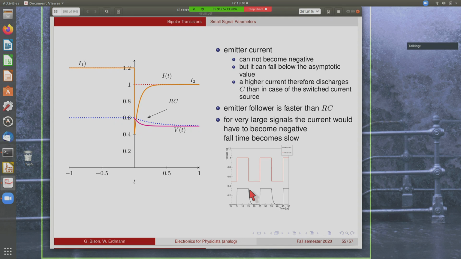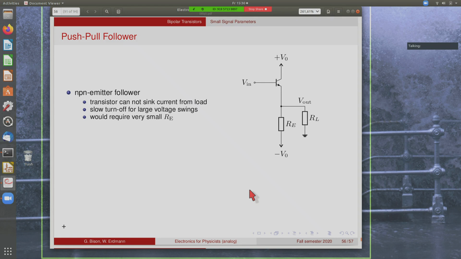Okay, so much for the emitter follower. I hope I convinced you that we can describe it by this small signal equivalent circuit, and that works for DC and for AC. Now let's look at a variation of this, which is the so-called push-pull follower.